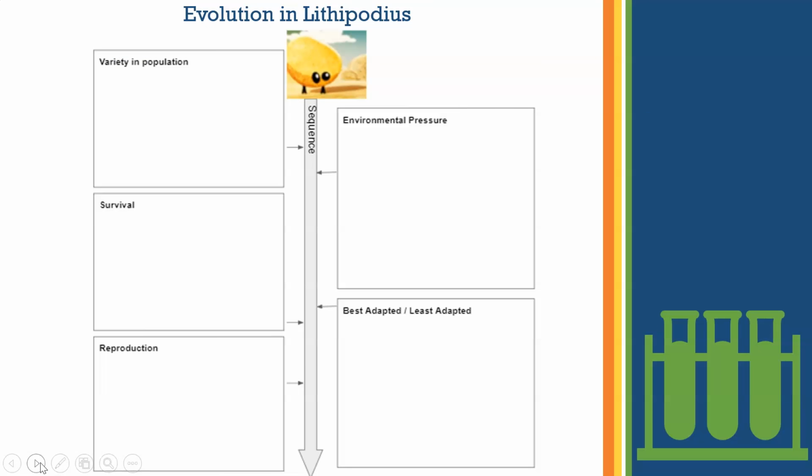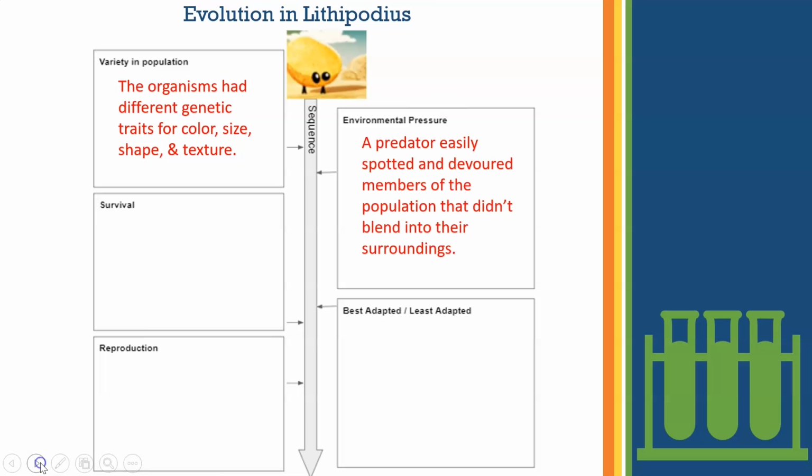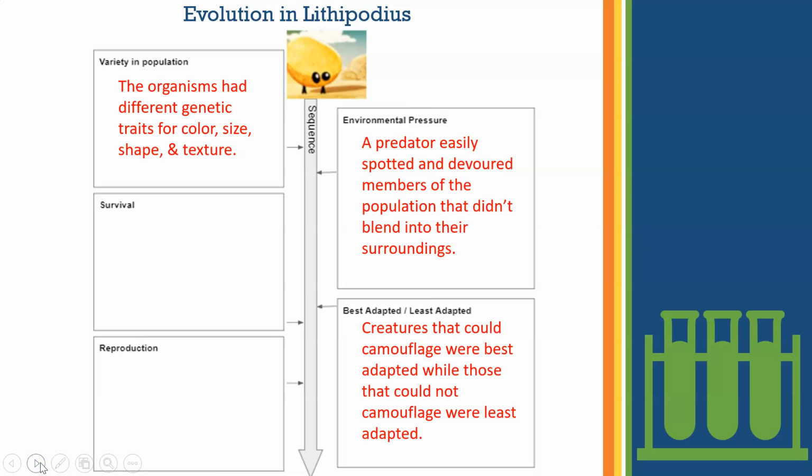To explain natural selection, we need to start by looking at the variety that exists in the population. In the case of Lithopodius, organisms were very different from each other, but especially different in the genetic traits for color, size, shape, and texture. The environmental pressure, the predator, easily spotted and devoured the brightly colored members of the population that didn't resemble rocks. This meant that the best adapted members were the ones that could camouflage with the background and avoid being eaten. The least adapted members were ones who didn't have the genetic traits to help them camouflage.